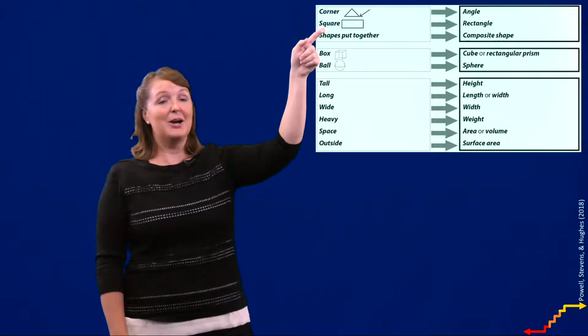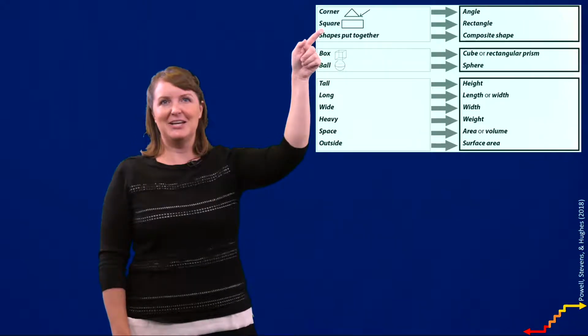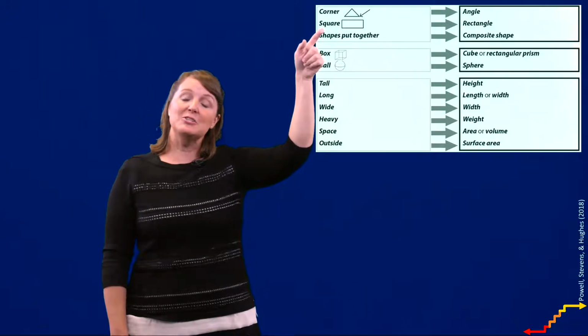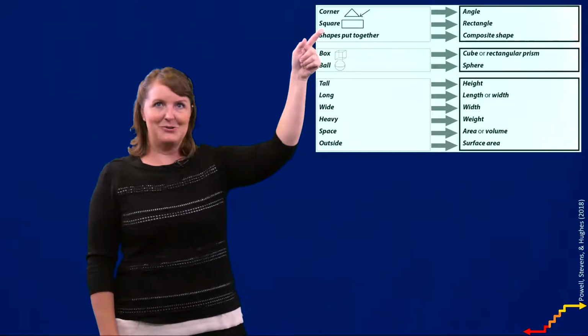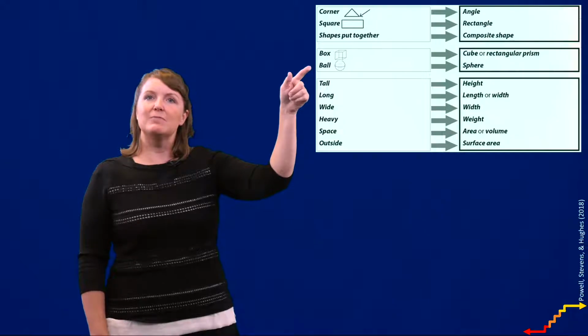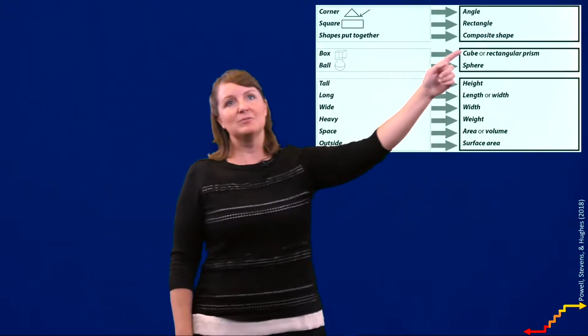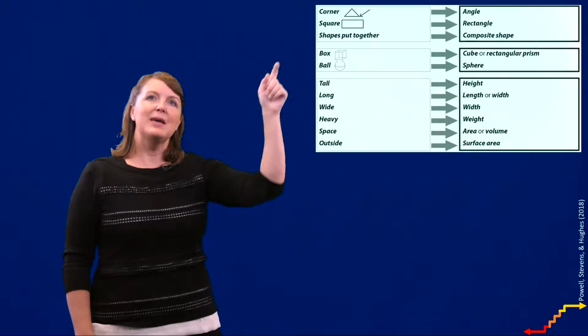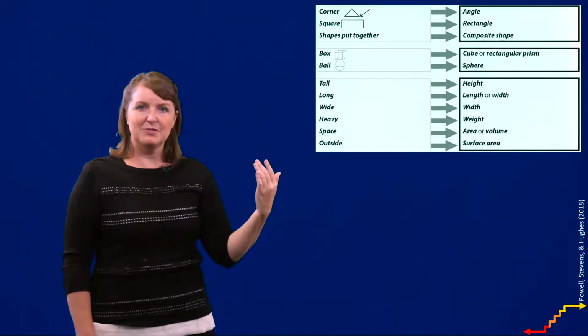This is not a square. I hope you don't say that, but that is a rectangle. And remember that all squares are rectangles, but not all rectangles are necessarily squares. With these three-dimensional figures, we might use informal language. So instead of saying box, we should say cube or rectangular prism. And instead of saying ball, we should call those spheres.